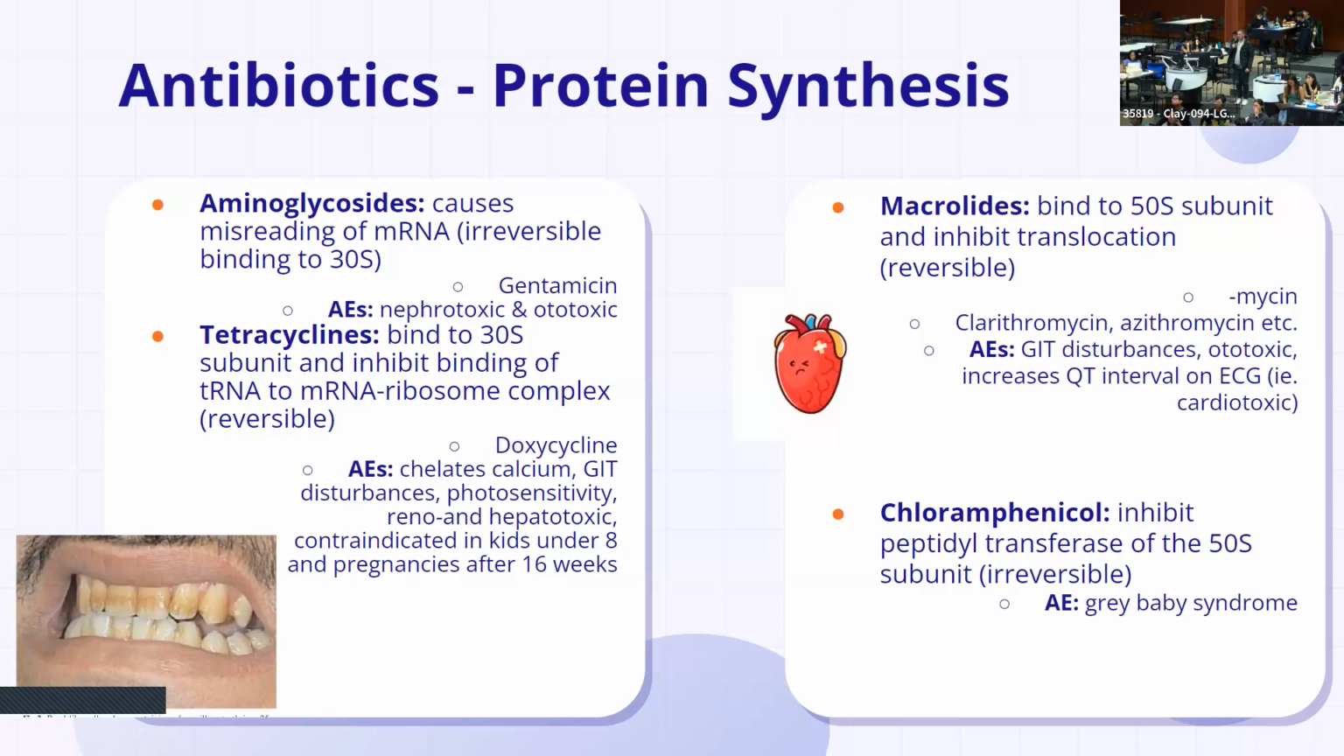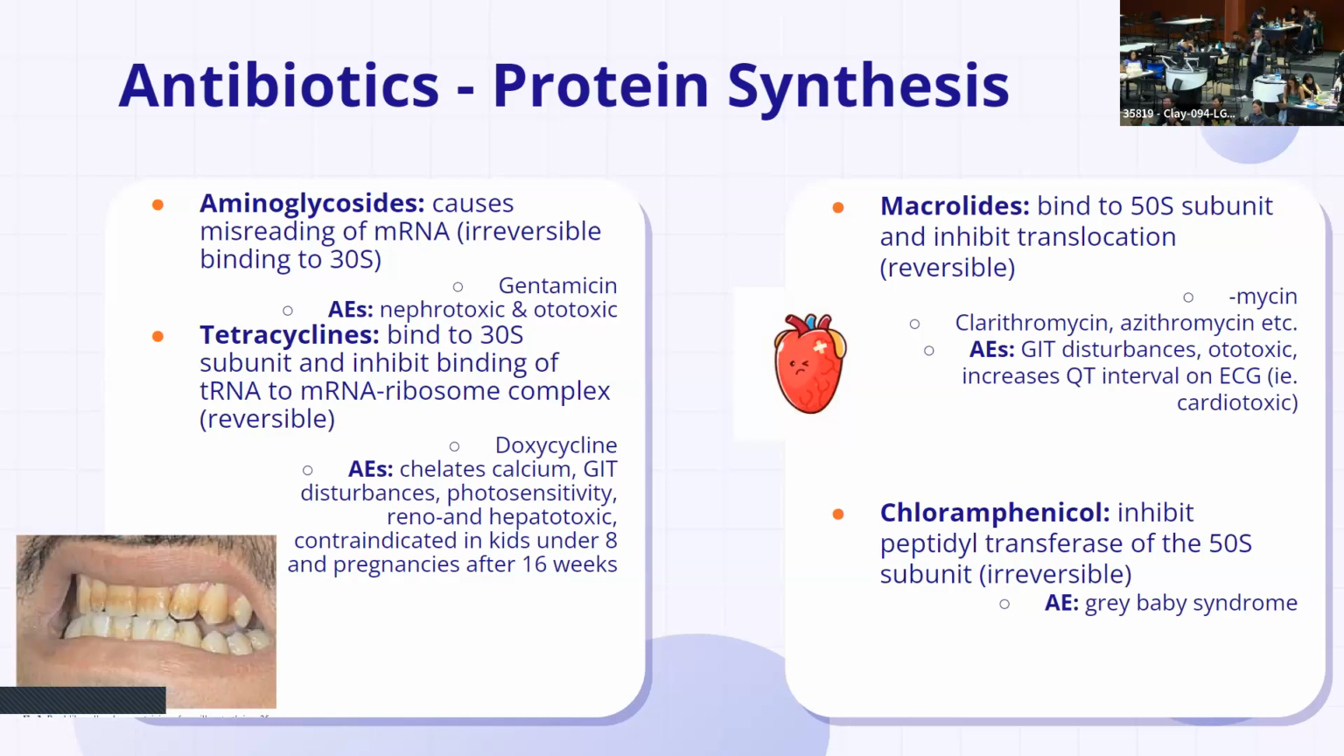And chloramphenicol is the other one, and that inhibits peptidyl transferases of the 50S subunit. So they're inhibiting the ability of the amino acids to translocate between tRNA, etc. Just know that what it's doing is it's stopping protein synthesis, and it can cause something called Gray baby syndrome.